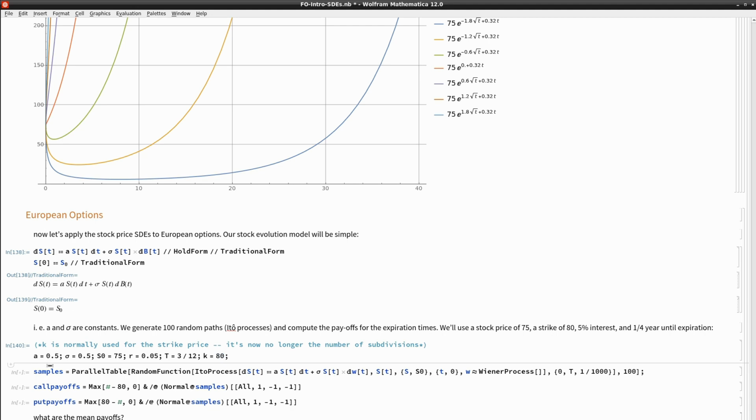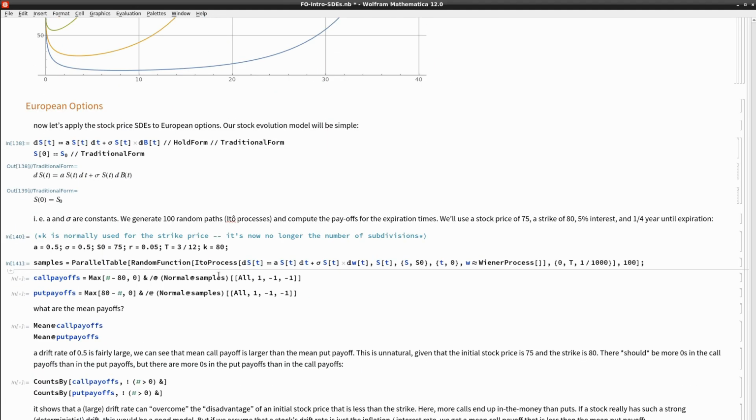So let's make these definitions. A drift rate of a half, which again is unrealistic and high, but I want to make a point. A standard deviation of a half, stock price 75, 5% interest, and a quarter year for the time to expiration. That's 3 months, and a strike of 80. So let's generate 100 samples with an Ito process, and we're using this differential equation here as above. Let's just generate these 100 samples using the Wiener process as our noise.